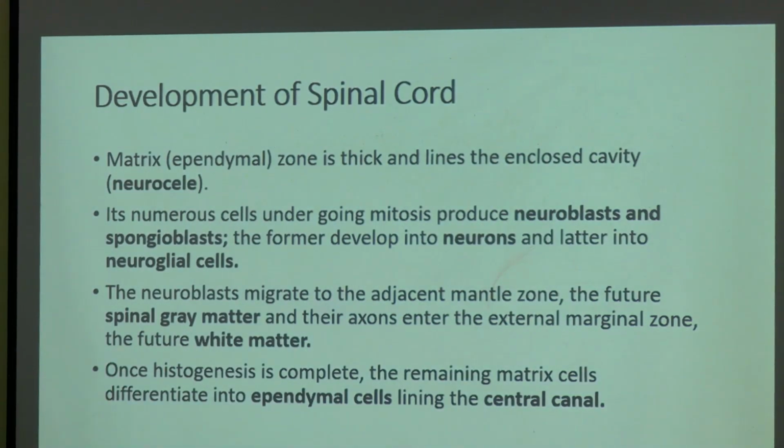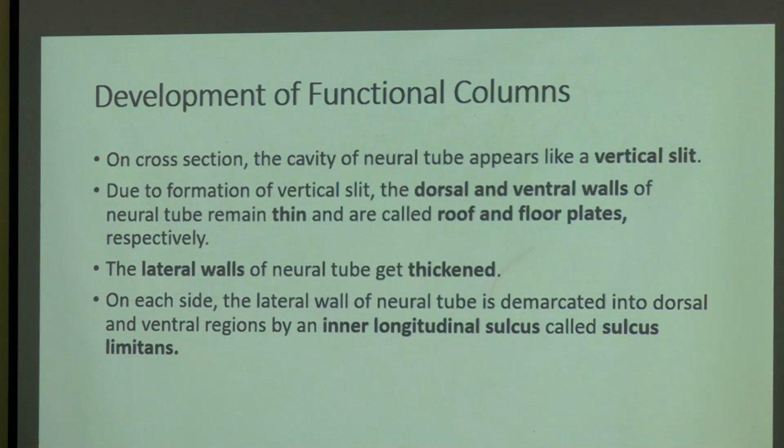Development of spinal cord. The matrix zone is thick and lines the enclosed cavity called the neurocoel. Its numerous cells undergoing mitosis produce neuroblast cells and spongioblast cells. The former develop into neurons and the latter develop into the neuroglial cells. The neuroblasts migrate to the adjacent mantle zone, the future spinal grey matter, and their axons enter the external marginal zone, the future white matter. Once histogenesis is complete, the remaining matrix cells differentiate into ependymal cells, which also line the central canal.